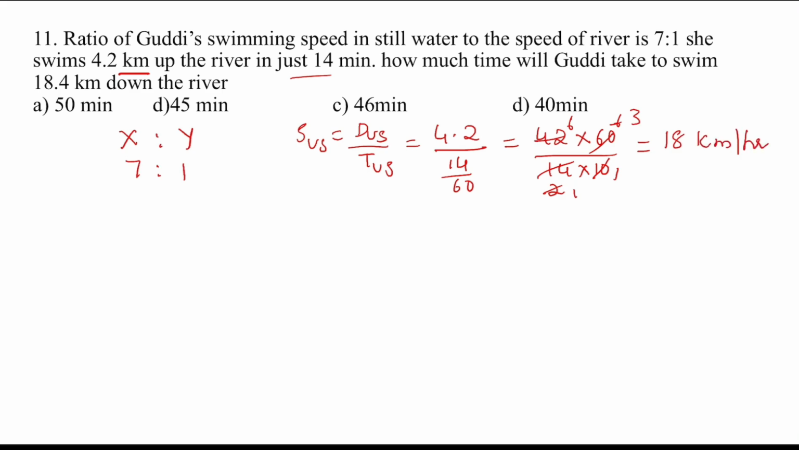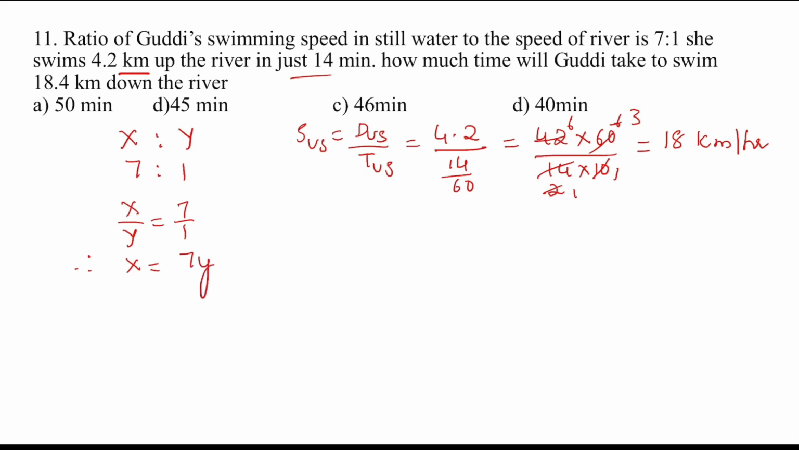Now we know that X is to Y is given as 7 is to 1. That is nothing but X by Y is nothing but 7 by 1. Or I can say therefore X is equal to 7Y, isn't it?